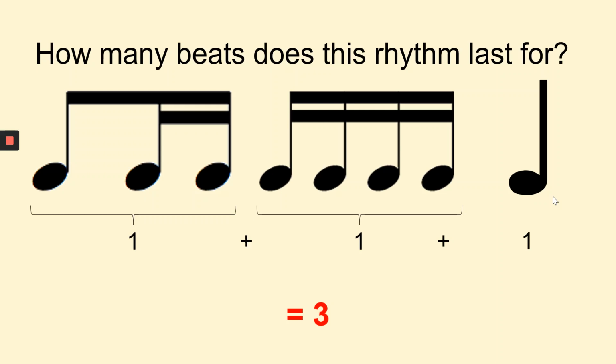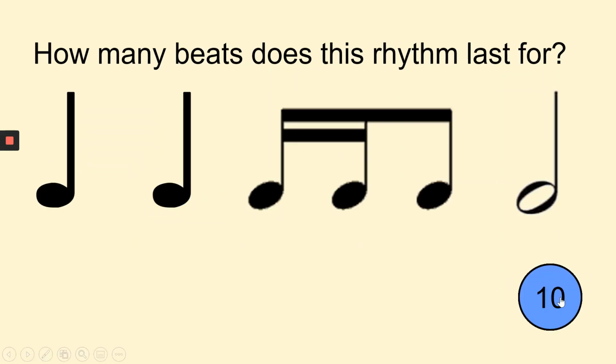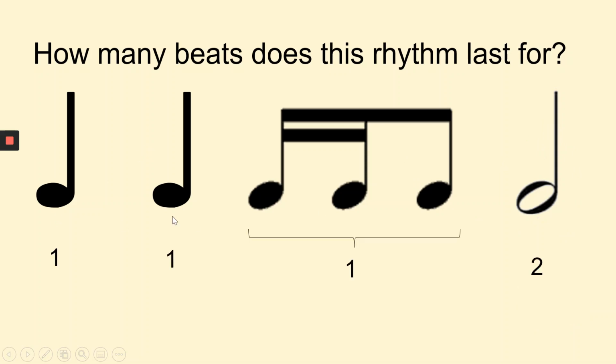Next example. 10 seconds. Try and work it out. So we have 1 here from the crotchet, another 1 here from a second crotchet. These notes are all joined together, so we know they equal 1. There are 2 semiquavers and a quaver. And at the end, we have a minim, which is worth 2. So it's 1 plus 1 plus 1 again, plus 2, which gives us 5. And the rhythm sounds like this.